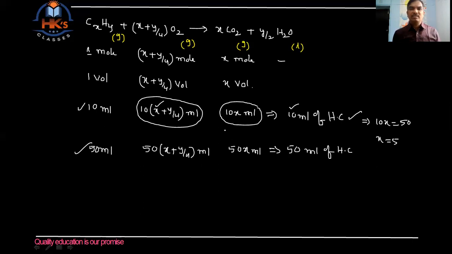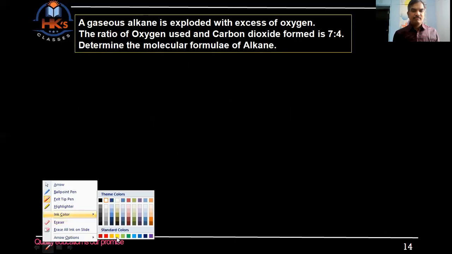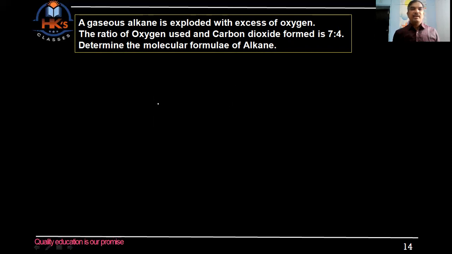I hope all of you understood this, and for a simple way, let me take one example to understand this concept. You can see this question as: a gaseous alkane is exploded with excess of the oxygen. The ratio of oxygen used and carbon dioxide formed is 7:4. Then determine the molecular formula of the alkane.